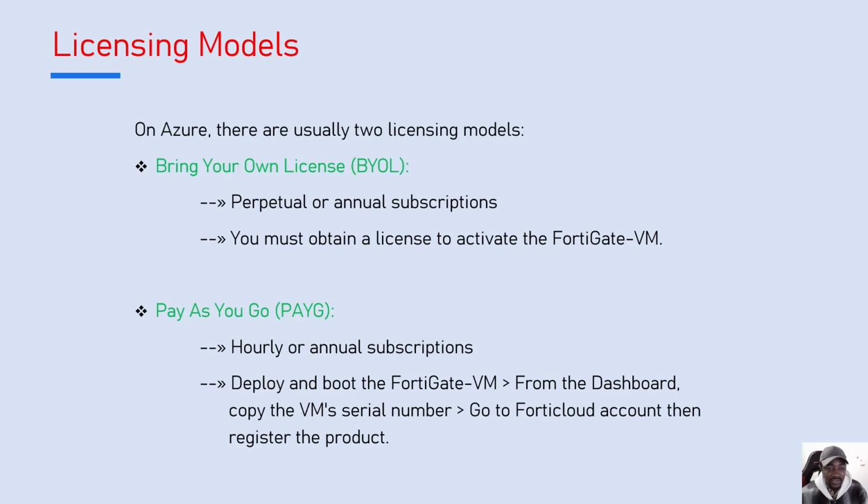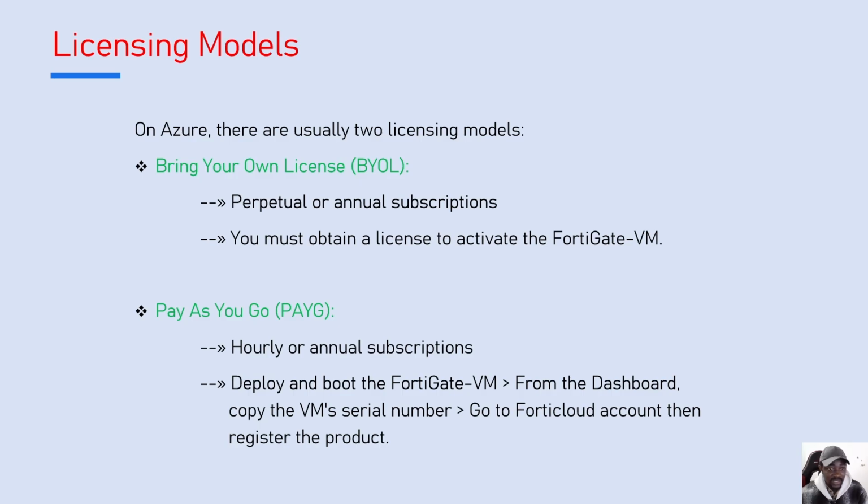So how it works is, after you purchase this licensing model, after deploying your FortiGate, you will go on the dashboard on your FortiGate device, then copy your serial number, then go and log into your FortiCloud account, then register your product. So that's how the pay-as-you-go licensing model works.